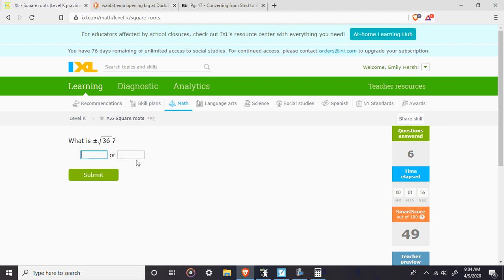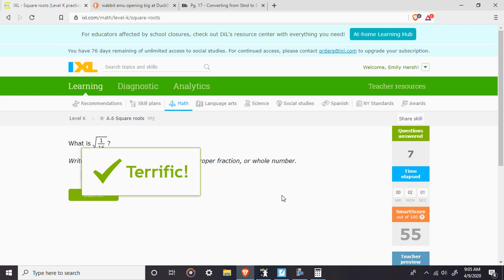What's the positive negative square root of 36? So I got positive 6, and I got negative 6, okay? So again, no great shakes here.